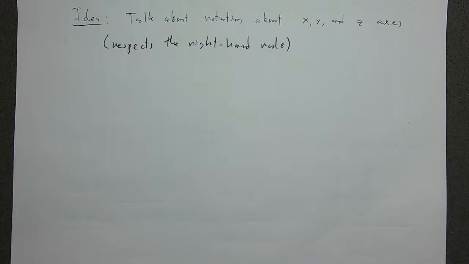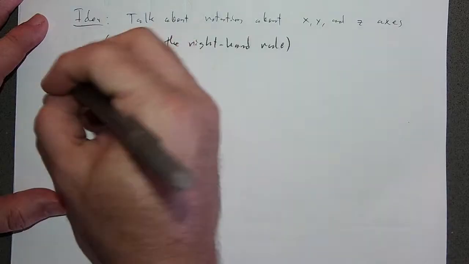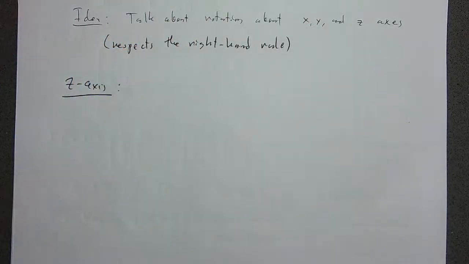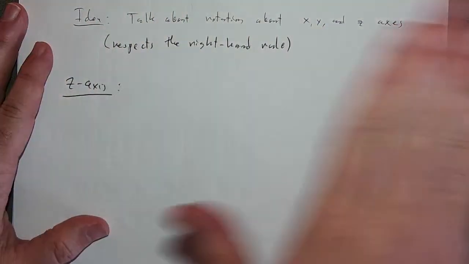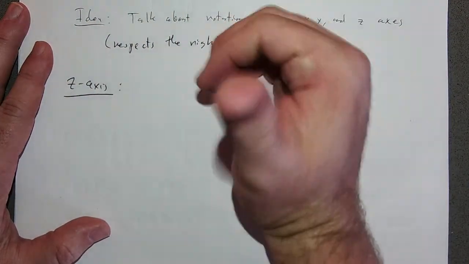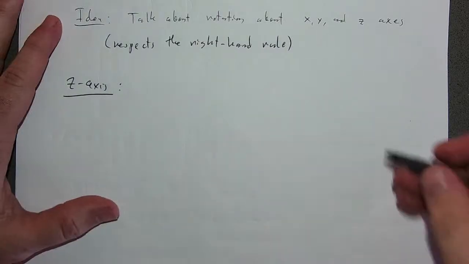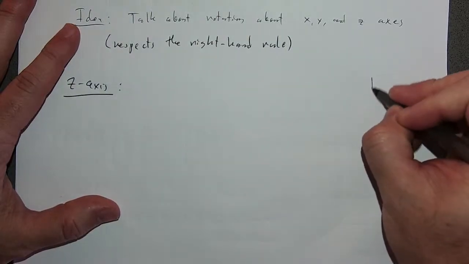So how are we going to do this? I already did the z-axis case, so let's do the z-axis case. The reason the z-axis case is natural to come first is, again, because imagine you have the xy plane here. The z-axis comes right up out of the page. How does this work? So this is the two-dimensional case.